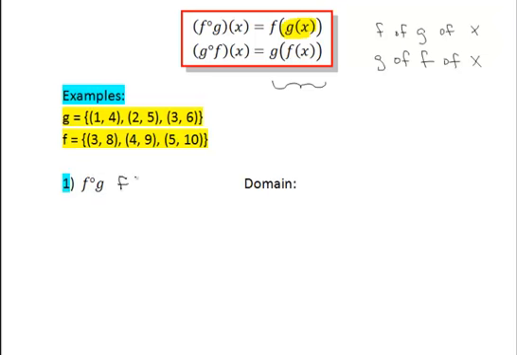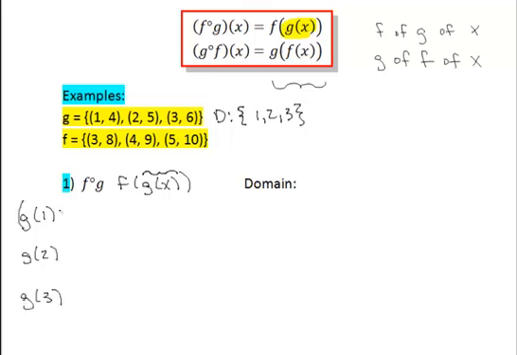I like to write it this way. F of g of x. Well, this means find all of the g of x's, and once you get them, you put them into f. So look at the domain of g. The domain of g is 1, 2, 3. I looked at that one because g of x is on the inside. Whatever's on the inside, that's the domain we're looking for. So we want to find g of 1, g of 2, and g of 3. Once we find those, we want to put them inside f.